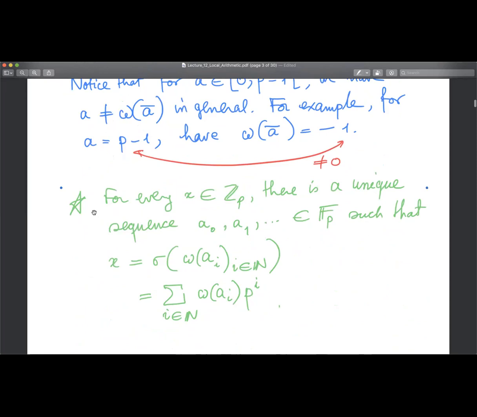Anyway, if you apply that result to this case Z_p, then what follows is that every x in Z_p can be written uniquely. For every x, there's a unique sequence a_0, a_1, and so on in F_p, such that x is sigma, that map from R^N to O, of omega a_i. Or in other words, it's the sum over i in N of omega a_i times p^i. Okay.